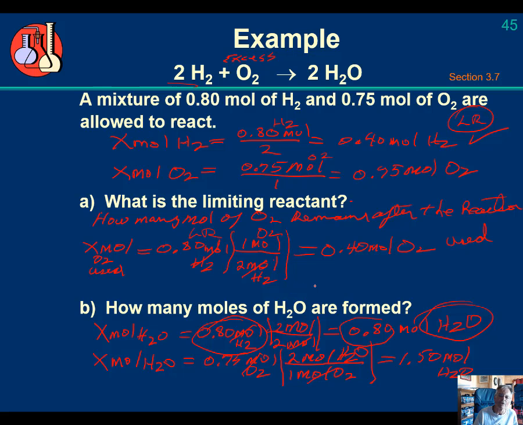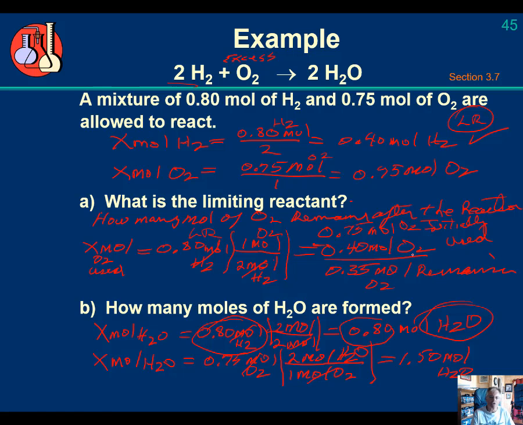So how much is left? Well, since I used this much and I started with 0.75 moles of O2 initially, given in the problem, I just subtract. So I'm going to subtract the 0.4, and that's just going to give me 0.35 moles O2 remaining.